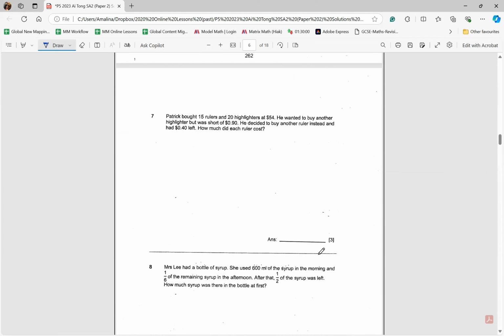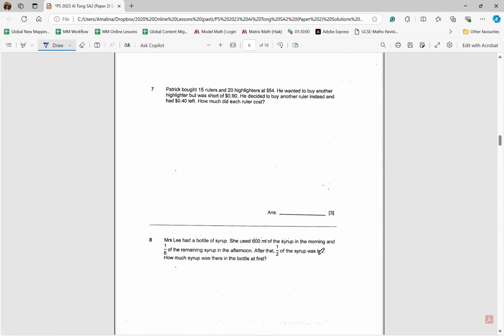Now, question 7. Patrick bought 15 rulers and 20 highlighters at $54. He wanted to buy another highlighter but was short of 90 cents. He decided to buy another ruler instead and had 40 cents left. So how much did each ruler cost? Okay, this question is a bit like your shortage and surplus. You need to draw your model. Now, do not assume that this $54 for the 15 rulers and 20 highlighters is his pocket money. That's not true. This $54 is only the cost of your 15R plus 20 highlighters. It does not mean that he has $54.